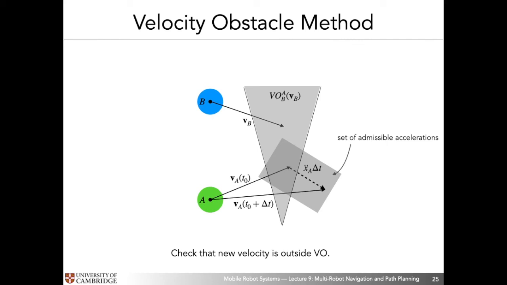So robot A now knows which direction it has to select, or which control it has to exert, in order to avoid a collision and at the same time remain within its feasible motion constraints. So this is the velocity obstacle method.